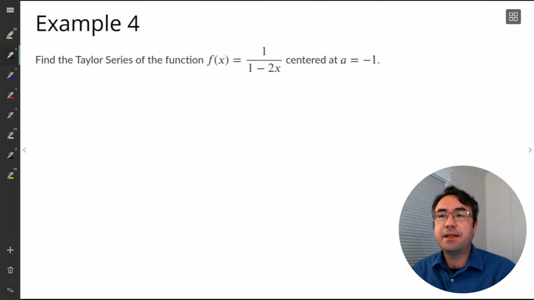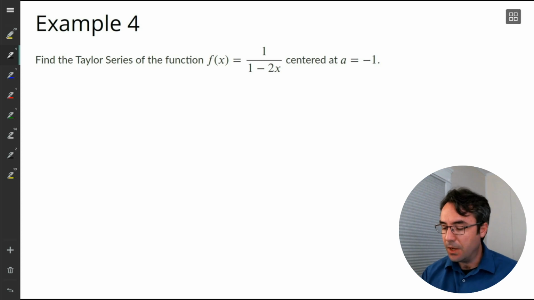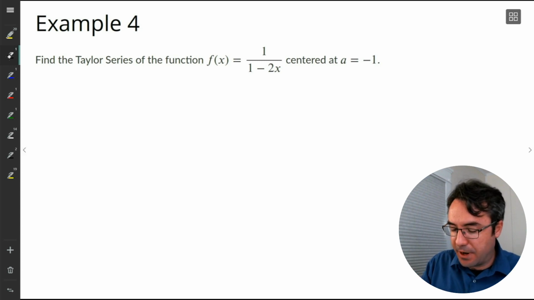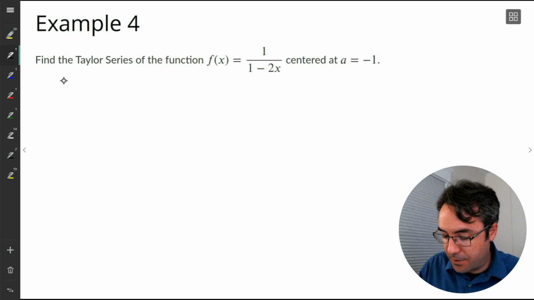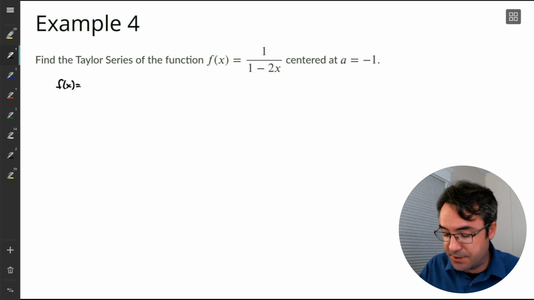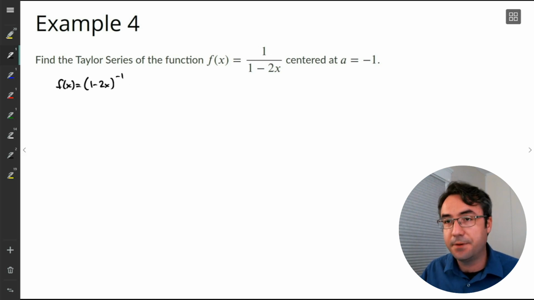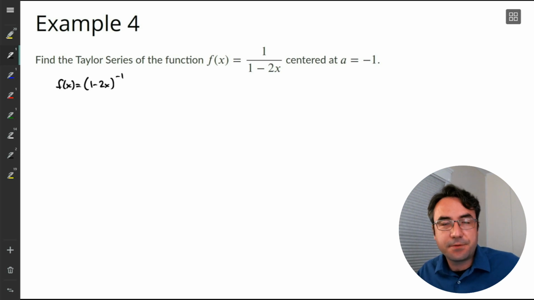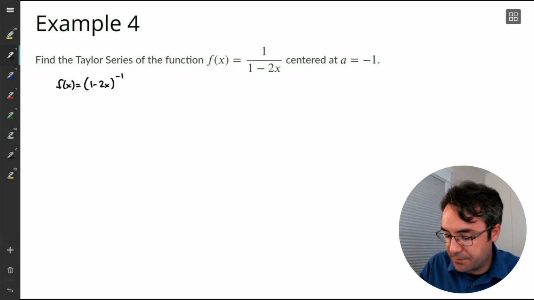So let's do the Taylor series for the function f of x equal to 1 over 1 minus 2x. And we're going to do this centered at a equals -1. All right, so let's start with our process. We want our original function, f of x, and we're going to be differentiating this, so let's use negative exponents. So we'll write this as 1 minus 2x raised to the -1. Let's go through and calculate the first 4 derivatives.